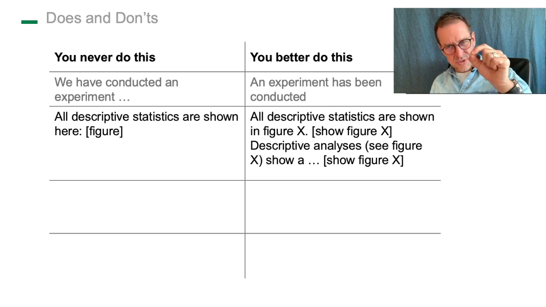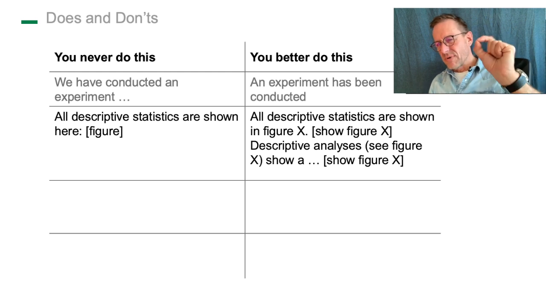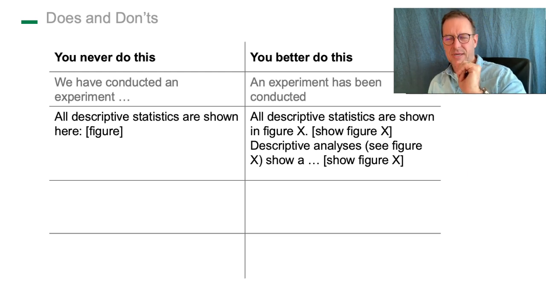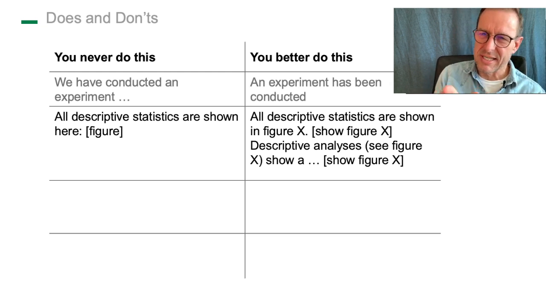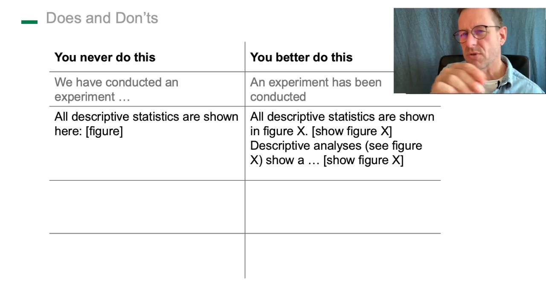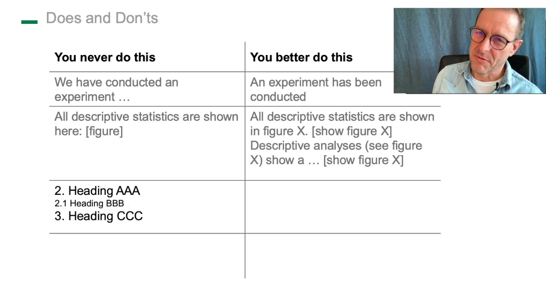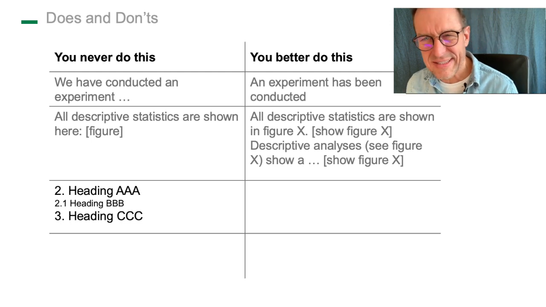So you specifically refer in that particular moment to a specific table or to a specific graph. You could also write something like, "Descriptive analysis (see figure 7) shows..." Okay, so the point here is that whenever you have a graph or a table, you should indicate at some point in your text when the reader is supposed to look at it, right?